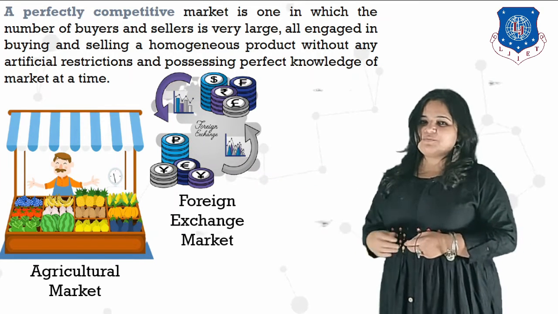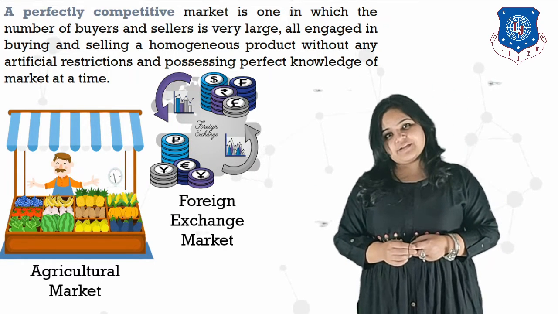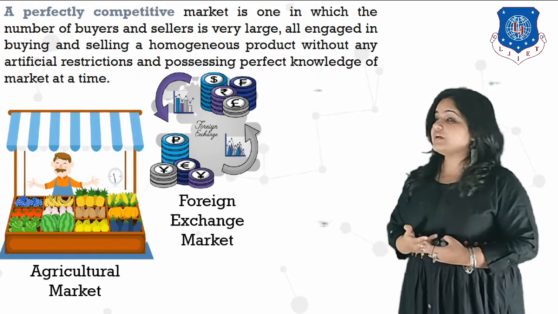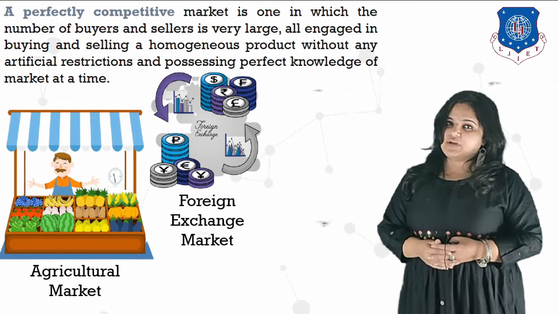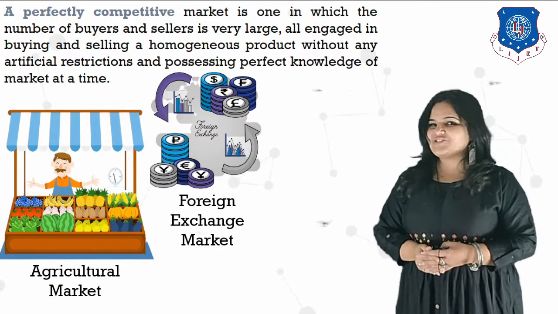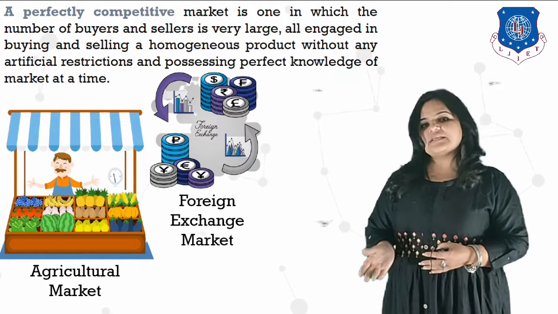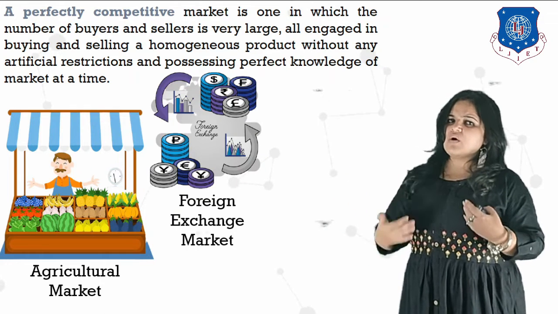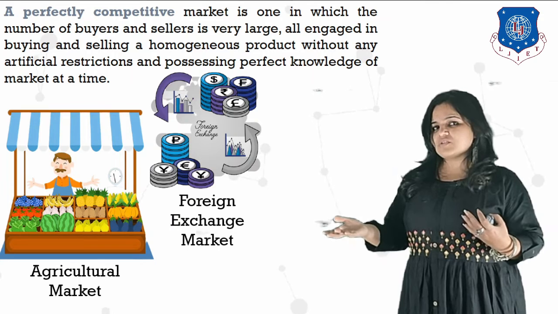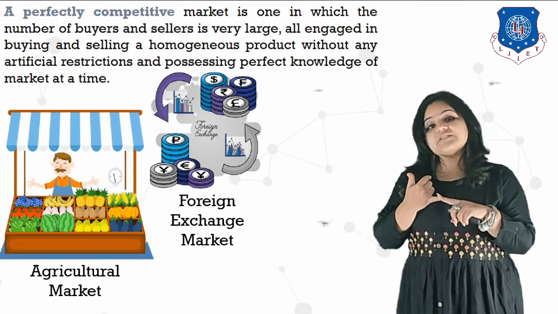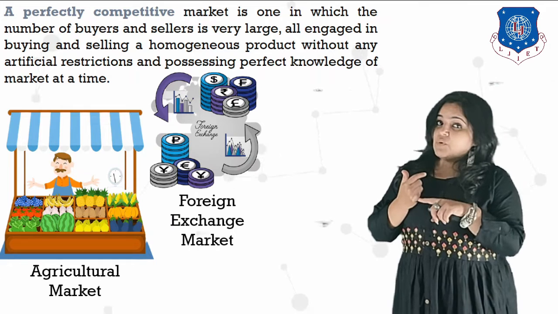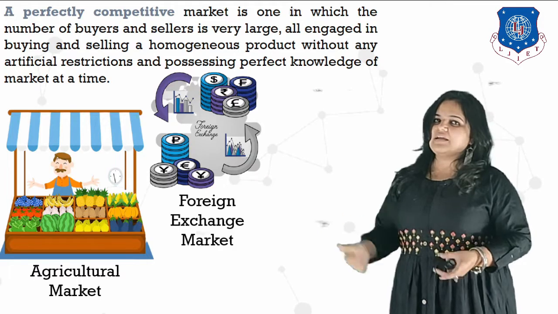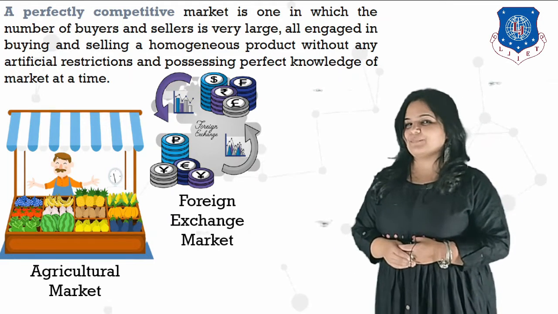Okay, the second type of perfectly competitive market is the foreign exchange market, where you go and exchange your currency for some foreign currency. It is said to be in perfect competition because the exchange rate is fixed, the price is fixed, the product is fixed. I want to get Canadian dollars, I'll give Indian rupees and get Canadian dollars. So the currency is fixed, the commodity is fixed, the rate is fixed, everything is fixed. In this market, we have perfect competition.